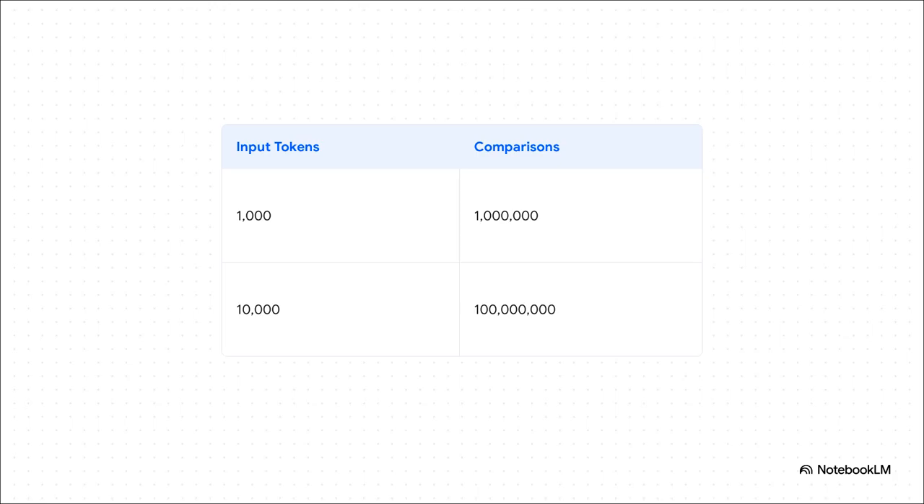And this is where that scaling problem just smacks you in the face. If you give a transformer 1,000 tokens, it makes 1,000,000 comparisons. Okay, that's doable. But if you just 10x that input to 10,000 tokens, the work doesn't go up by 10x. It explodes by 100x to 100 million comparisons. They call this quadratic scaling, and for computers, it is an absolute nightmare.